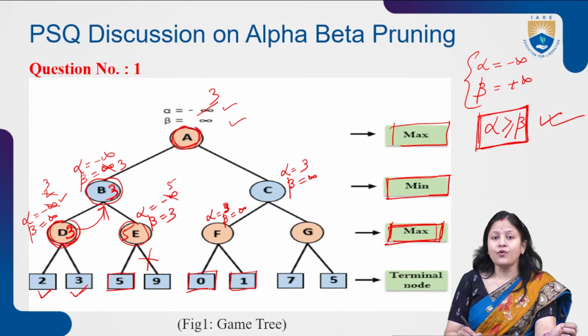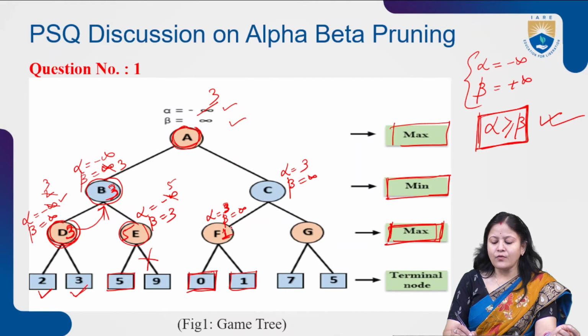Then find out the node value of F. So what is the node value of F? 0 and 1. How to find the node value? Already I have told you: the node value should be calculated by comparing the children. Two children are there, one is 0, another one is 1. So the max between 0 and 1 is 1. So the node value of F would be 1.